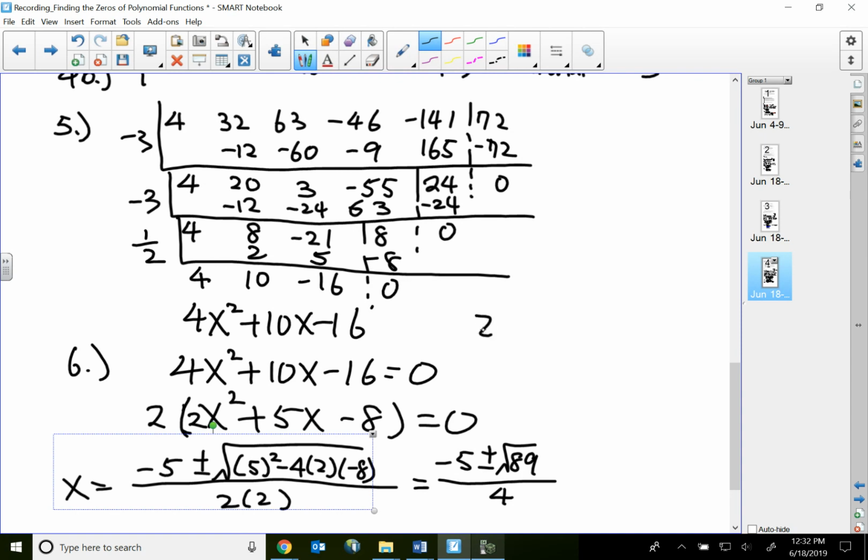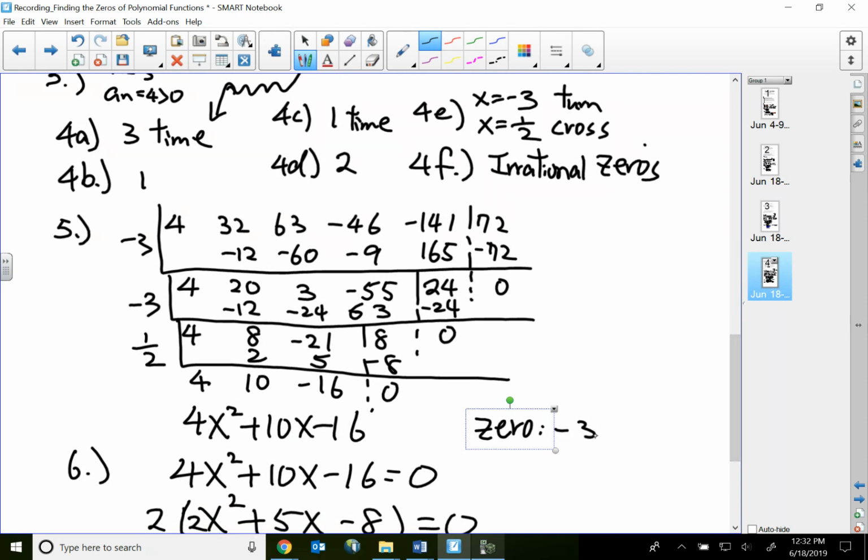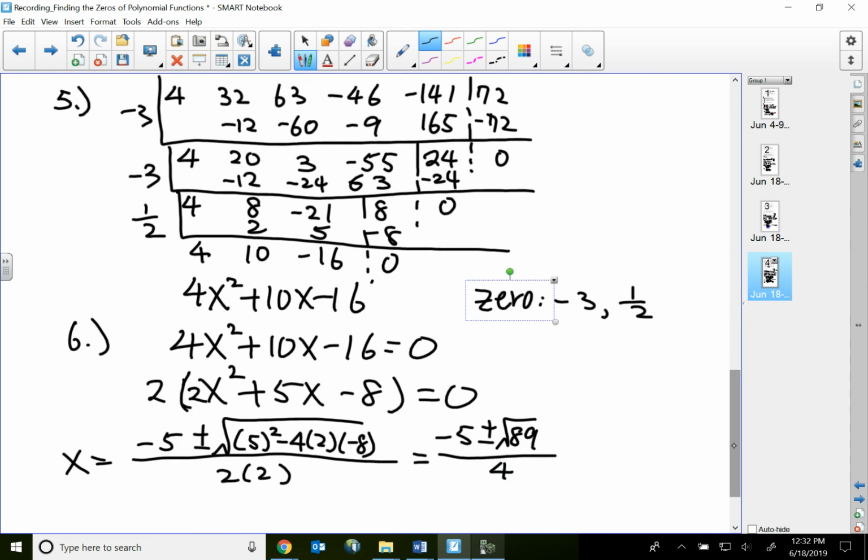So let me write down what my zeros are. My zeros are -3, a half, -5 minus the square root of 89 over 4, and my last one, -5 plus the square root of 89 over 4.